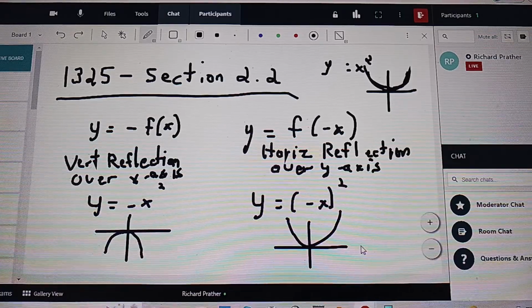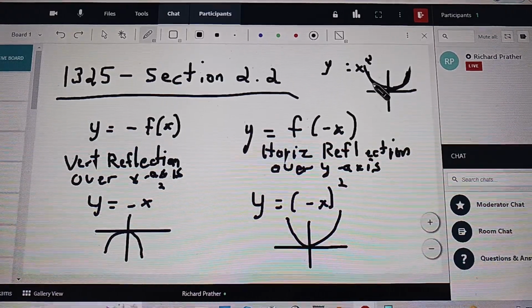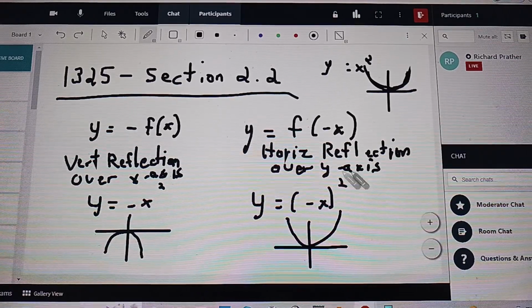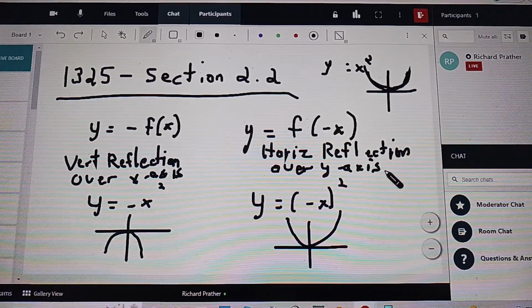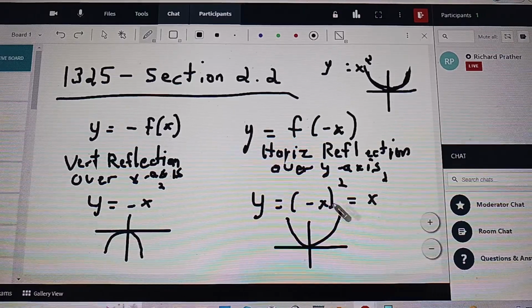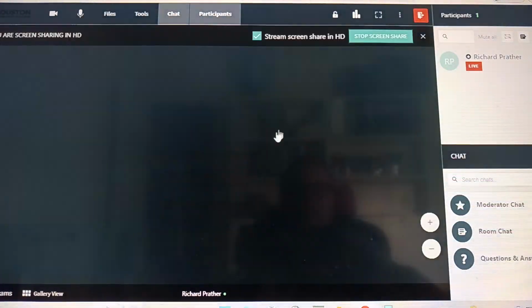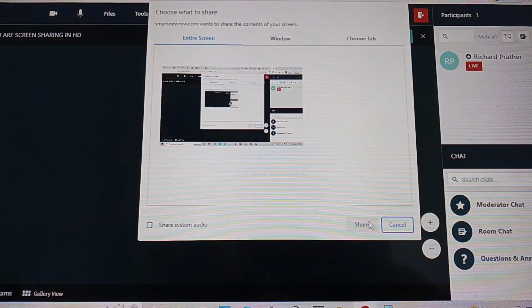So sometimes if a graph is already symmetrical to something, like this one, this original graph is symmetrical to the y-axis. So if you reflect it over the y-axis, you don't notice a change at all. But it's also true that if you have a negative squared, that's the same thing as a positive. So that makes sense that it's the same as the original one.